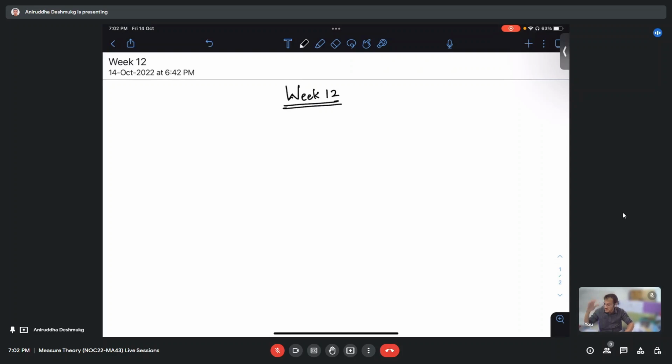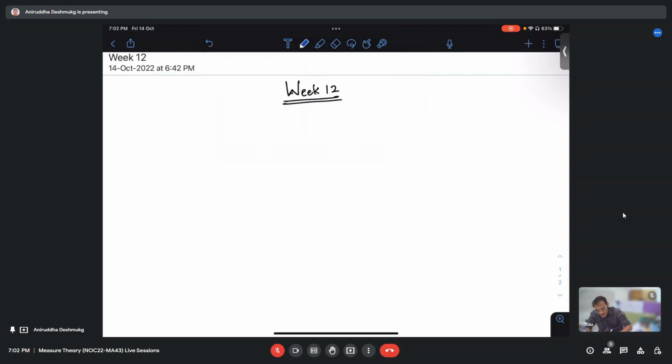So I want to discuss a few examples where we can check whether a function on the product space is L1 or not using Fubini's theorem. So notice, what was Fubini's theorem? Let me just write it.